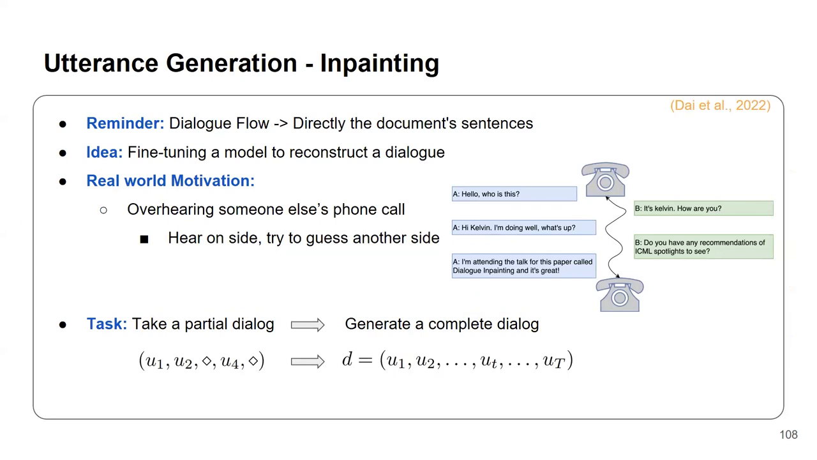Just to recap, here the dialogue flow is the document sentences. We directly use the document sentences, and we want to fine-tune a model to reconstruct a dialogue. It means that we have a part of the dialogue, and we want to generate the other part. The real-world motivation of this task is that it's like someone overhearing a phone conversation and trying to infer what the other side says. So the task can be defined as taking a partial dialogue and generating the complete dialogue.